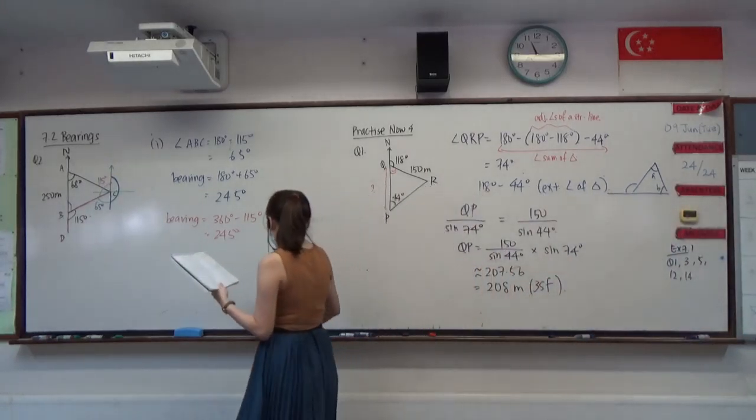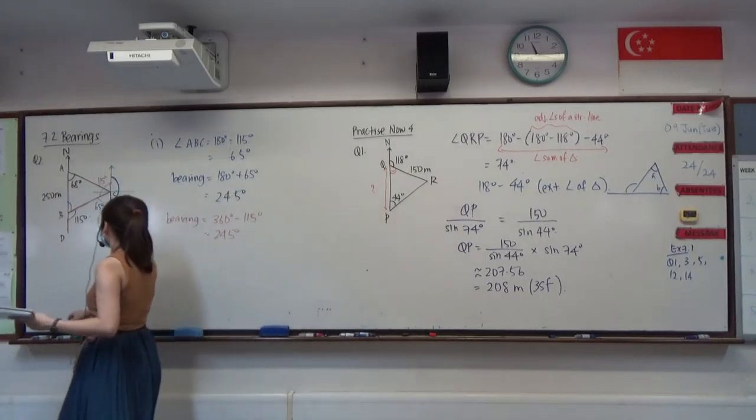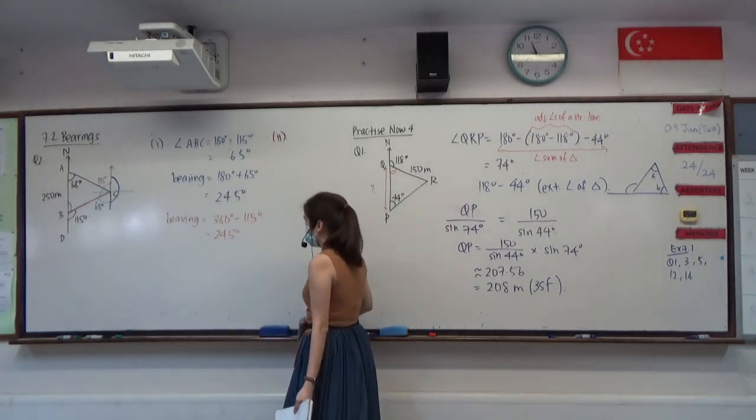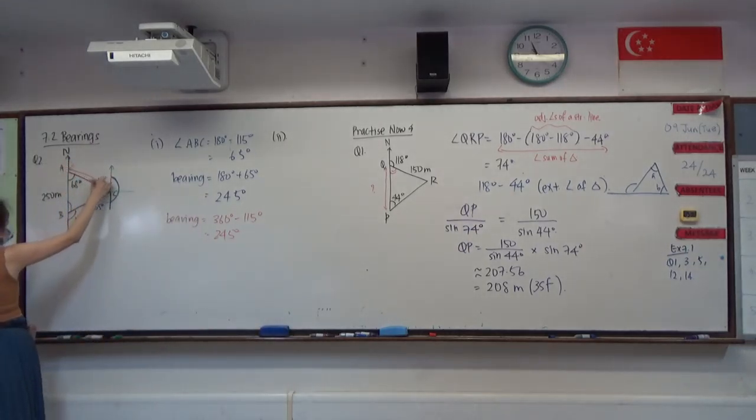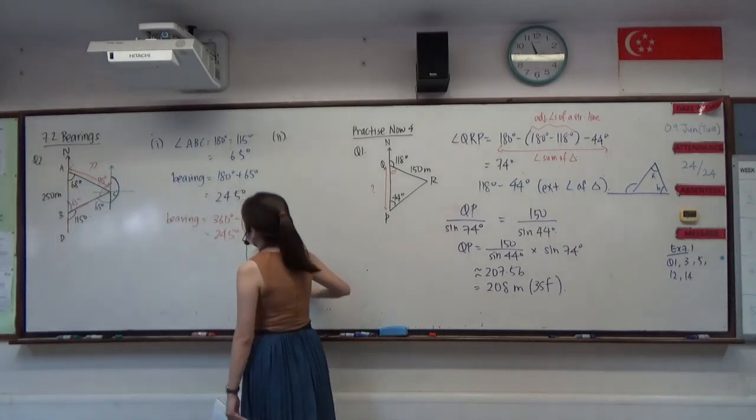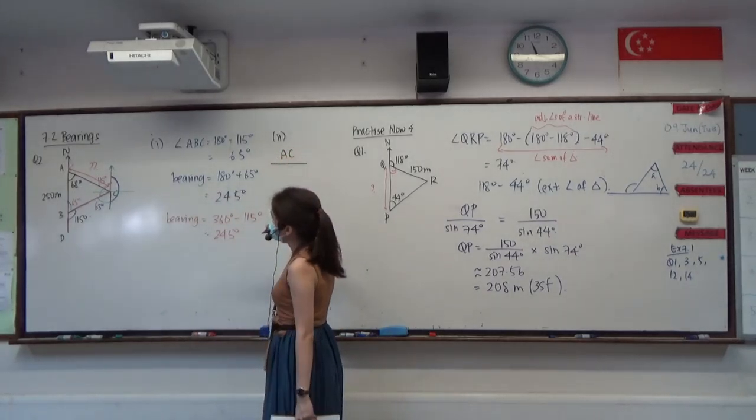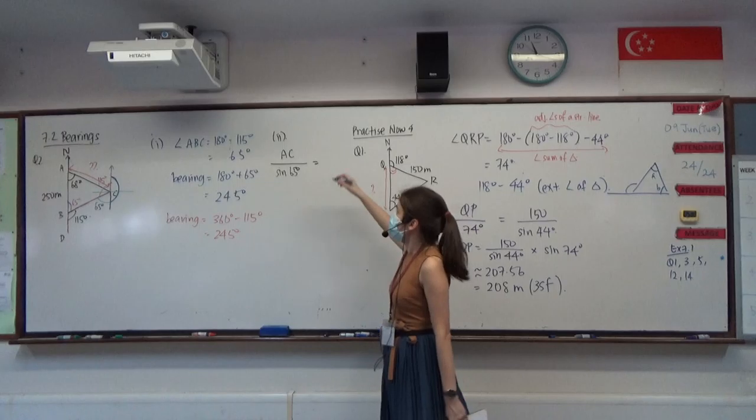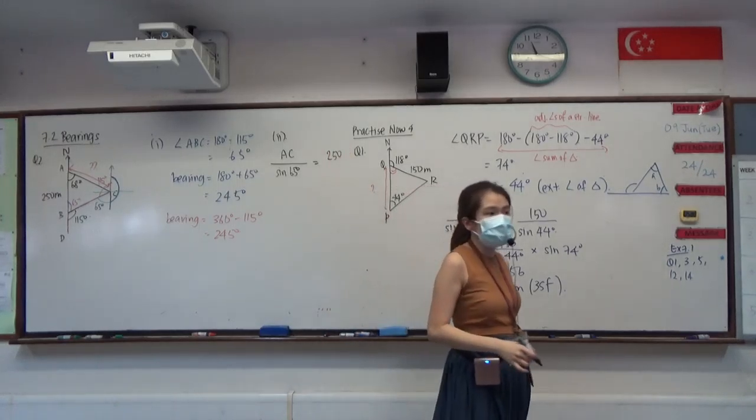We want to find in part 2 the length of AC and of BC. So how do we go about finding the length of AC here? Okay, we already know that this is 65 degrees based on Anson's answer just now. Okay, so what we can do is to apply cosine or sine. No, you want to think. Sine rule. Okay, so we apply sine rule to find out the length of AC. So to do that, we will have AC over sine of 65 degrees, and that will be equal to 250 meters because that's the only length that we have.